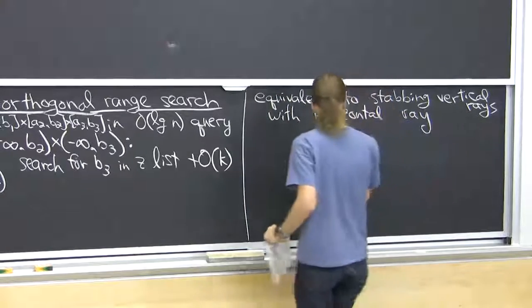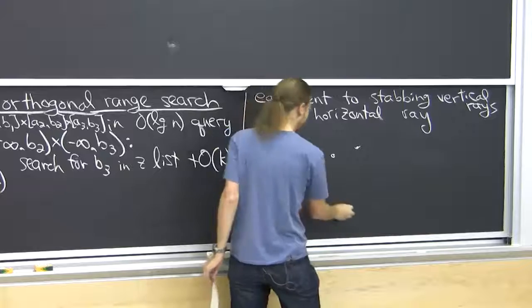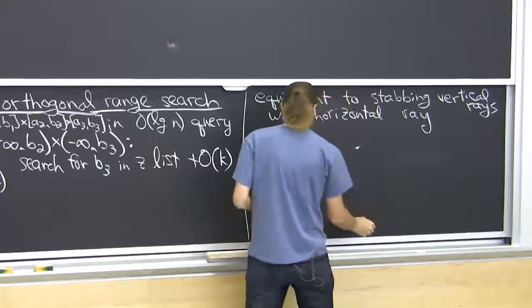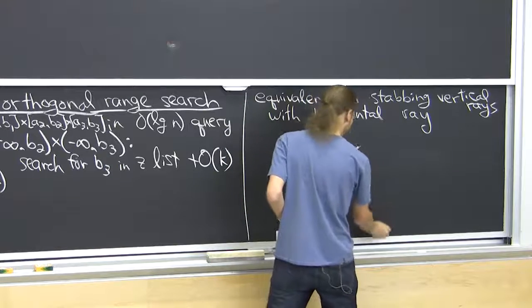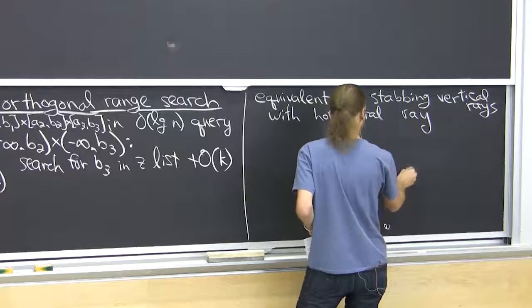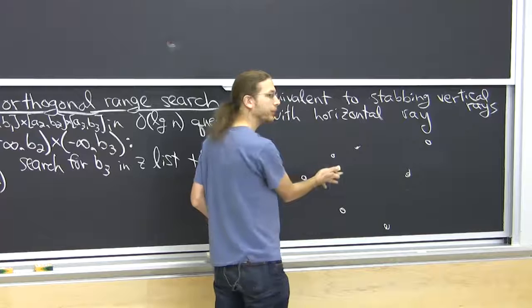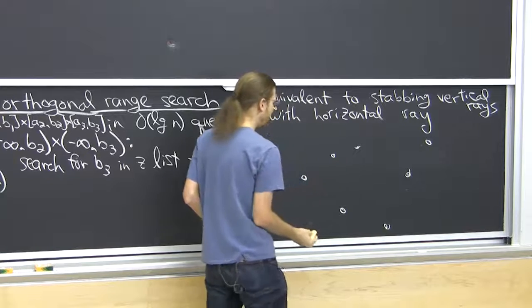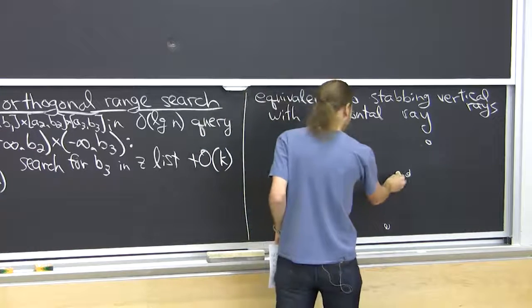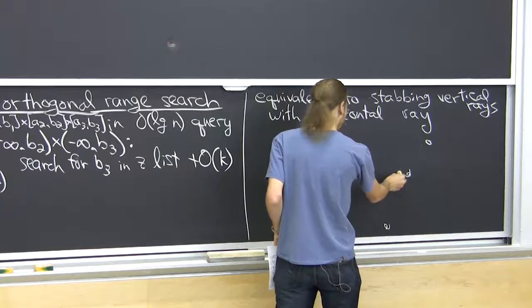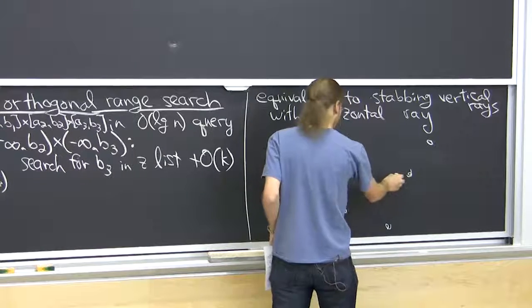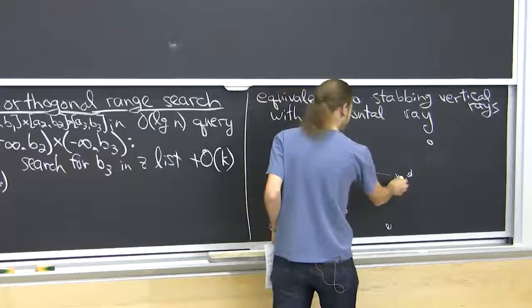So let's suppose I have some points. I'm just going to draw an arbitrary arrangement. Hopefully it's reasonably interesting. Those are the points I want to be able to query. And if I'm given, say, a query like this one, I want to know all the points in here.